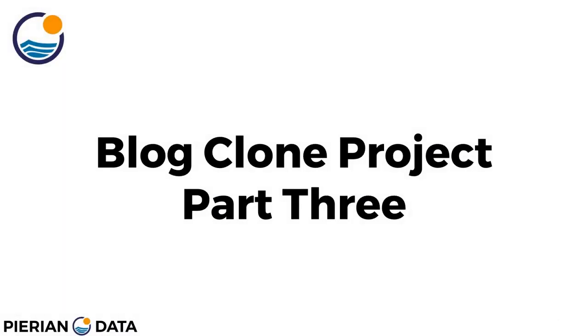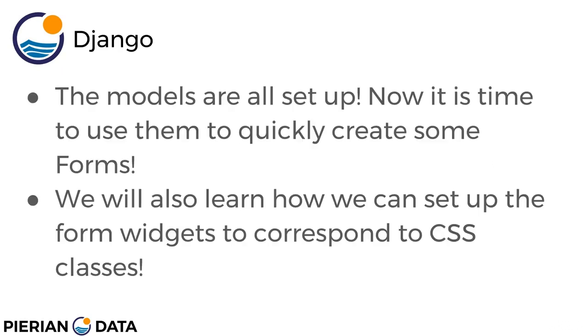Welcome back to part 3 of the blog clone project. So the models are all set up from the previous lecture. Now it's time to actually use them to quickly create some forms, since we already have that forms.py file set up inside that blog application. And what we're also going to learn that we haven't done before is how we can actually set up the form widgets to correspond to CSS classes.